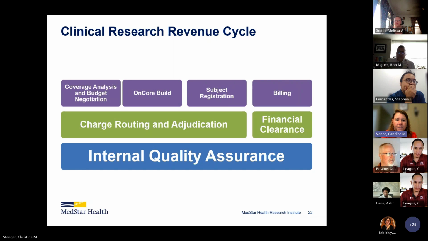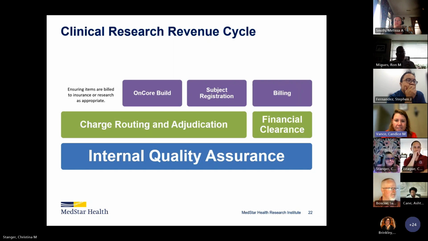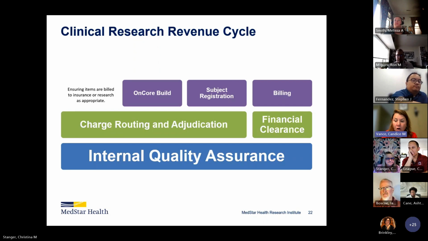So, as I mentioned, we need to do a coverage analysis and budget negotiation. That ensures that items are billed to insurance or research as appropriate. At the very beginning of a study, my team reviews the protocol in its entirety and determines which procedures can be billed to insurance or cannot. A common question we get is, if there is no funding, why would it need to go through revenue cycle? And this is exactly why. If the patient is having any type of intervention at all, even if we're not receiving funding, we need to make sure we're compliant with Medicare requirements.